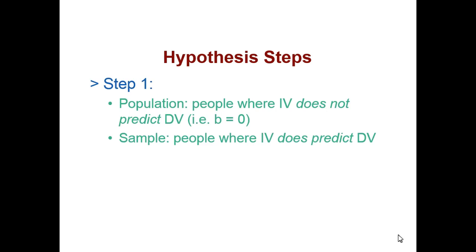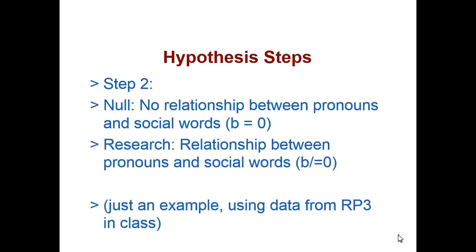So the people where the IV does not predict the DV, B is 0. The people where it does predict, and this is more formal, so no relationship between positive and negative emotion, B is 0, or there is a relationship. It is much easier if you don't pick a side. I could do a one-tailed test. I could say I expect B to be positive, so greater than 0, or less than or equal to 0. But for correlation and regression, it's just always easier if you pick a two-tailed test, because random stuff happens sometimes.